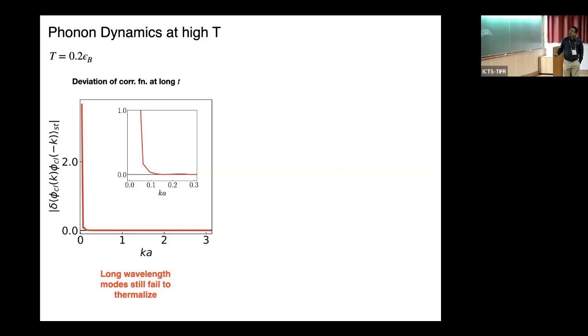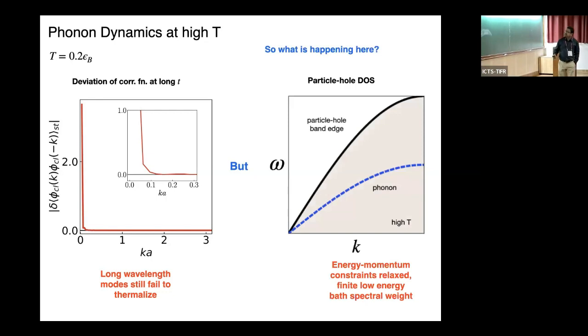And now I'm going to very high temperatures. This is almost 0.2 of the bath bandwidth. So all these energy-momentum constraints are resolved. If you look at the density of states, they're there everywhere. So all the modes are seeing a bath, no problem here.